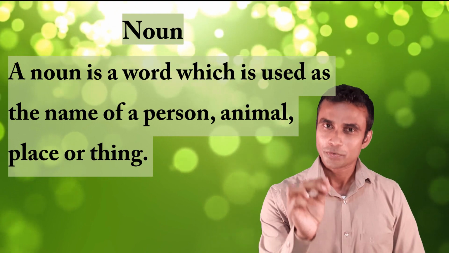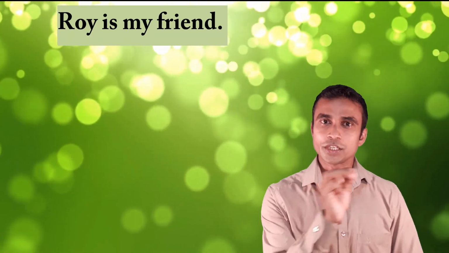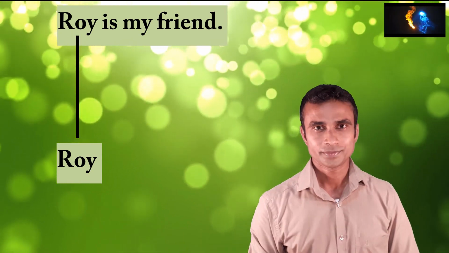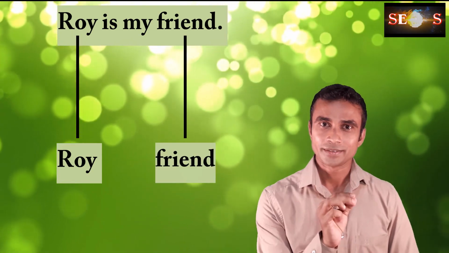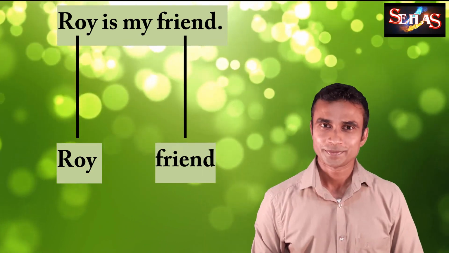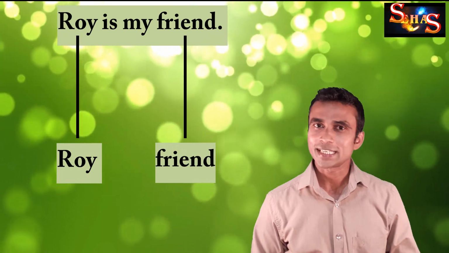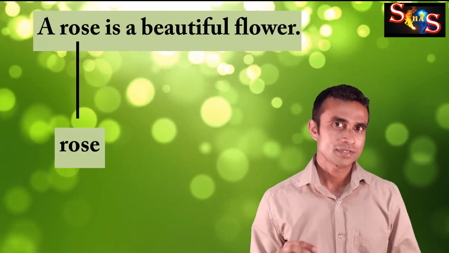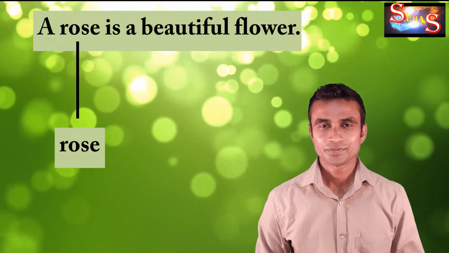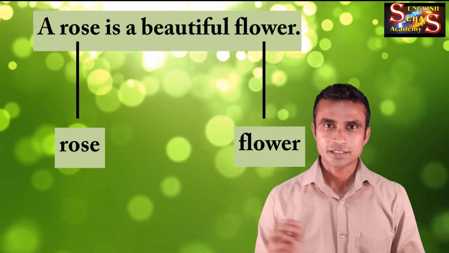Let me explain with an example. Roy is my friend. Here, Roy is a noun. That is the name of a person. Friend is also a noun that refers to a person. There are 2 nouns in this sentence. A rose is a beautiful flower. Rose, that is the name of a thing. Flower, that refers to a thing. That is the name of a thing.